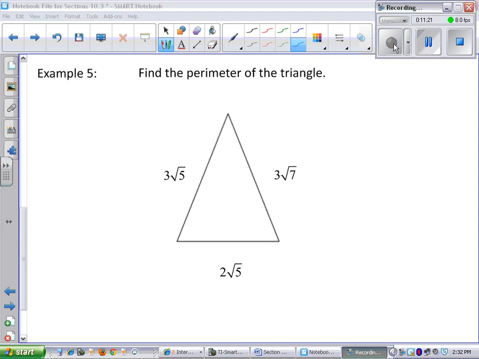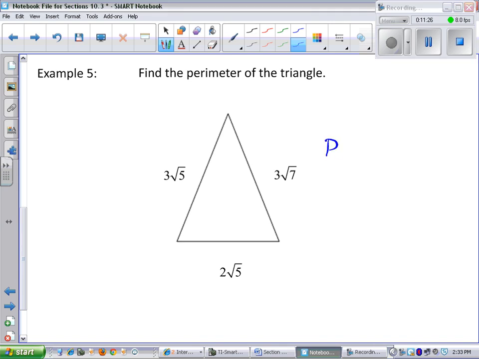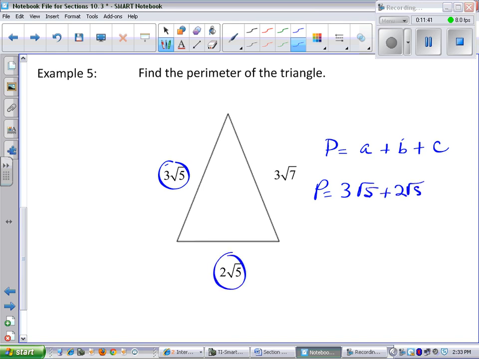My last example is a perimeter of a triangle problem, and I remember that when I find the perimeter of a triangle, I just add all 3 sides together. And on this triangle, the first side is 3 square roots of 5, plus the second side, which is 2 square roots of 5, and the third side is 3 square roots of 7.